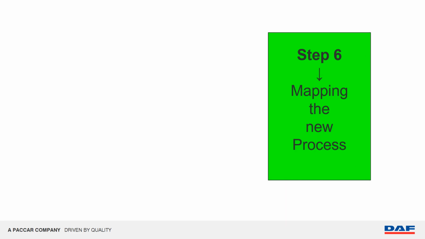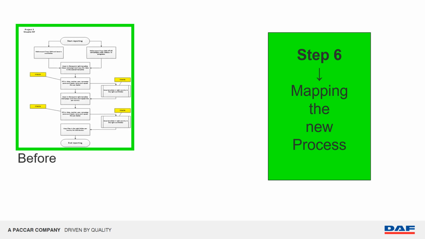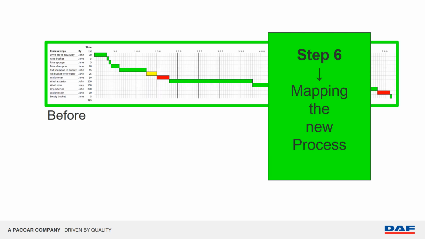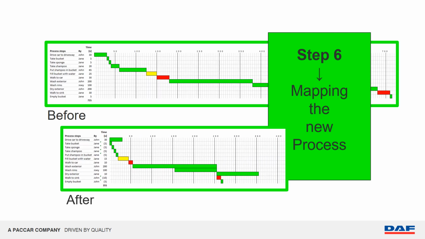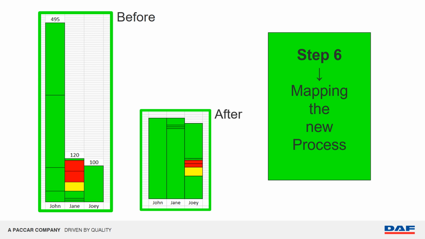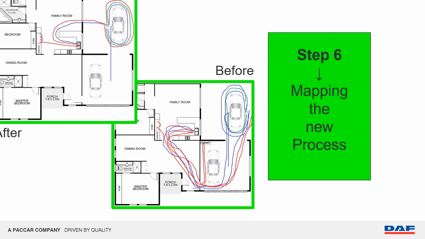In line with step 2, we also visualize the new process by mapping it. Use the map that best visualizes the new process. Ideally the same one you used at step 2, so the difference, the improvement, is easy to see. Like less process steps. A faster process. A better work balance. A more efficient flow.